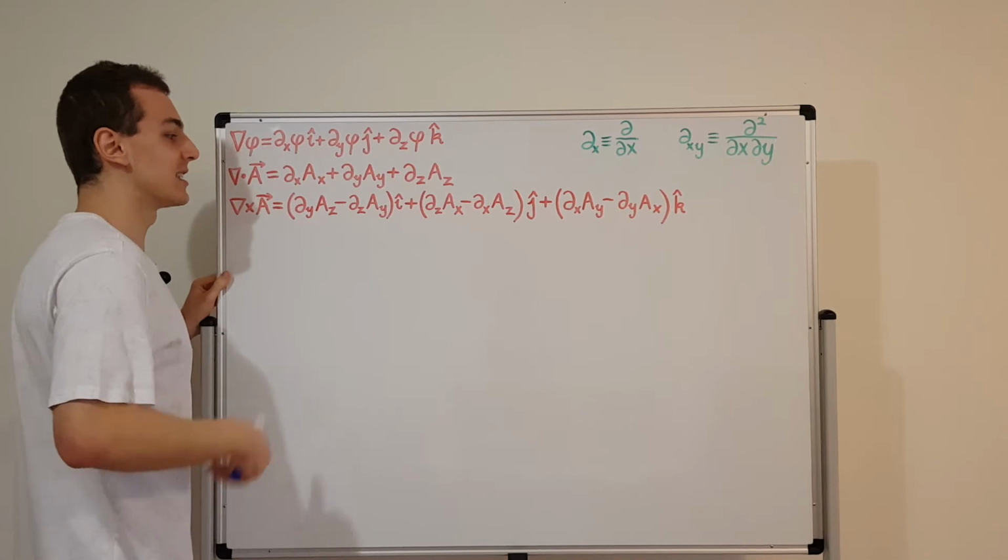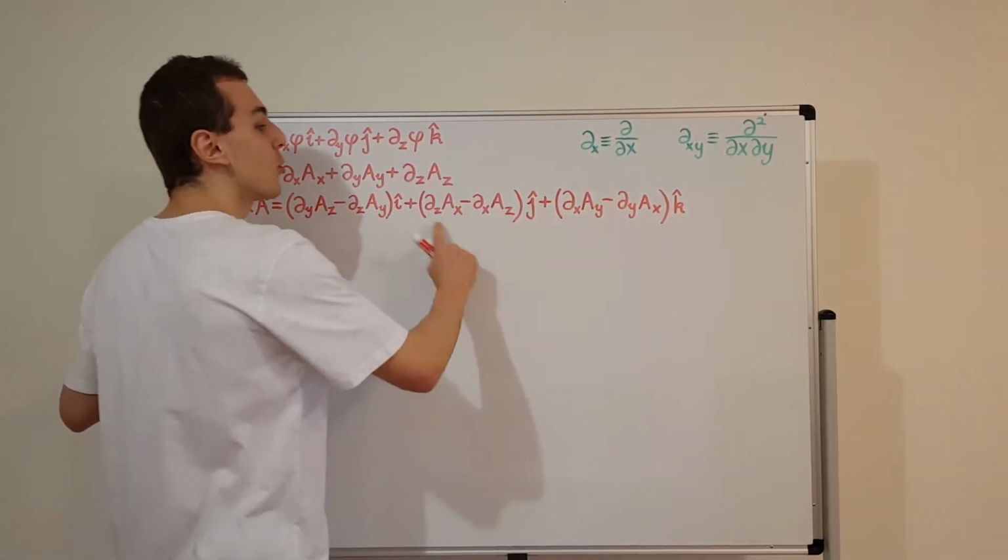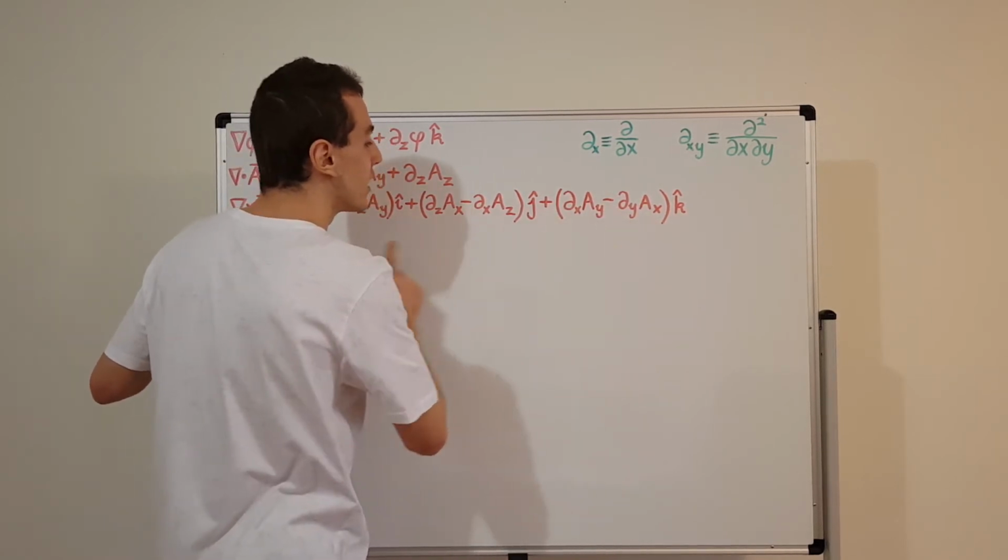Another useful trick is to just find the determinant of that 3 by 3 matrix. These combinations show up a lot in physics. That's why they're very useful.